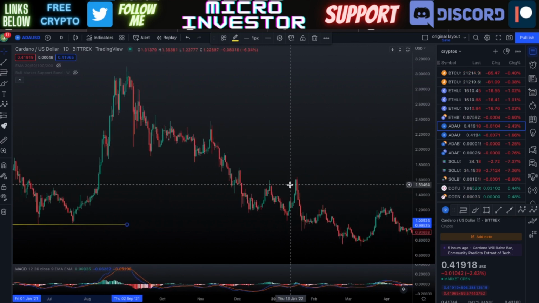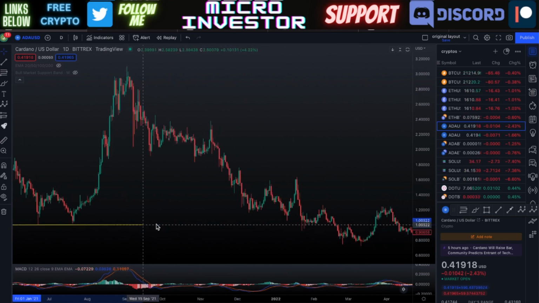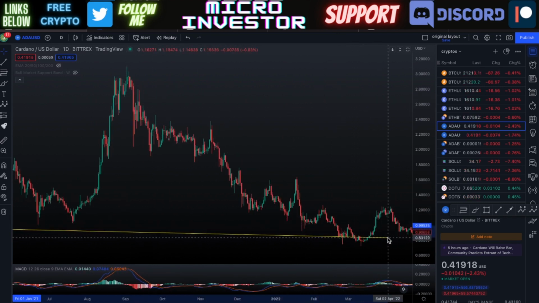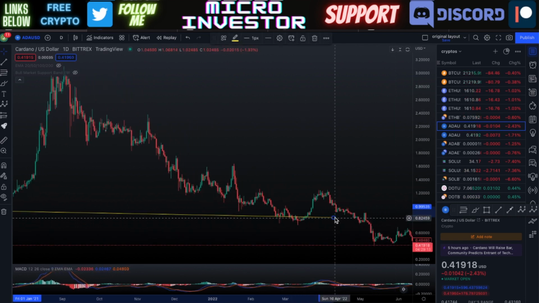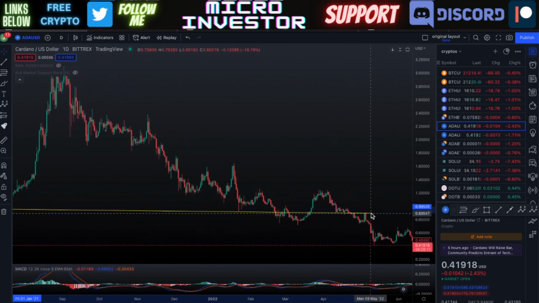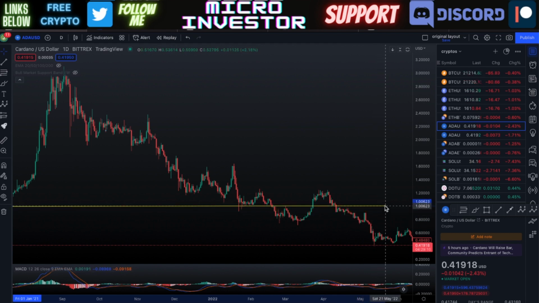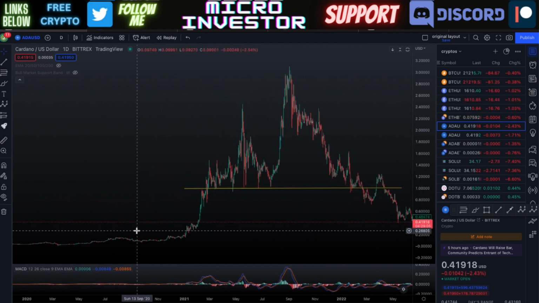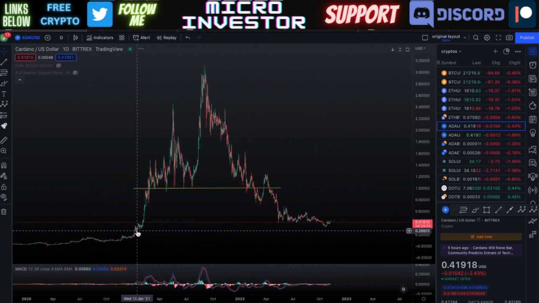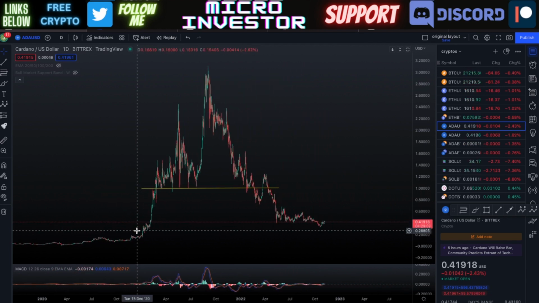And then after it had lost that support of $1 back in this year, 2022, back in April or May, then we really saw the price start coming down after that had happened. So that's what I'm thinking. That's going to be that very key price for ADA to get back over and overtake. And hopefully we're going to be able to see that happen here soon.